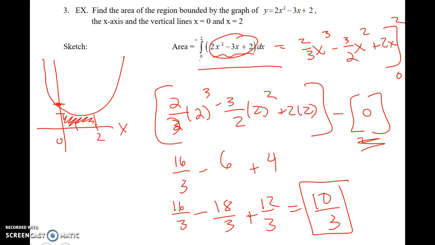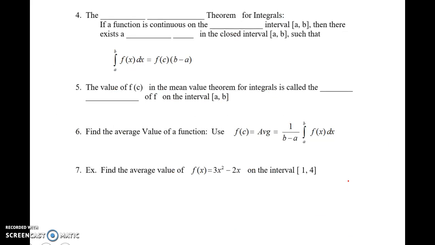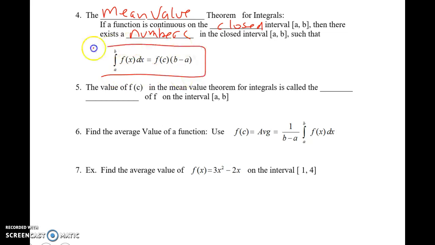Now we're going to switch it up a little bit. Let's talk about the mean value theorem for integrals. If a function is continuous on the closed interval, then there exists a number c in the closed interval such that this is true. Now the value of f of c, from the mean value theorem for integrals, is called the average value of f on the interval a to b.